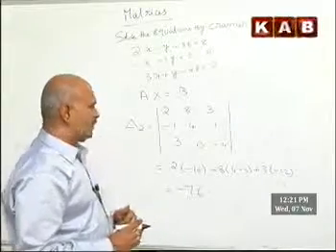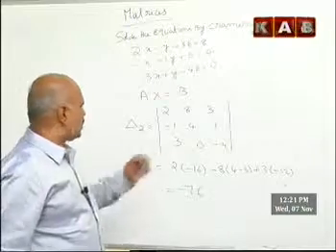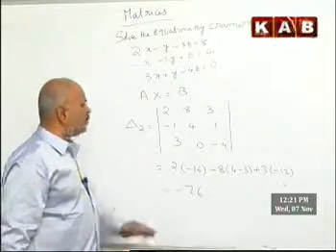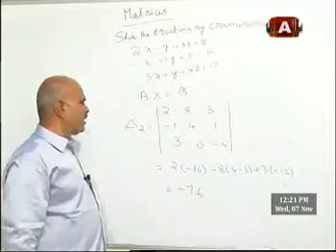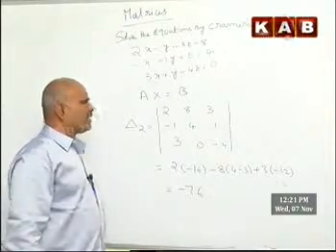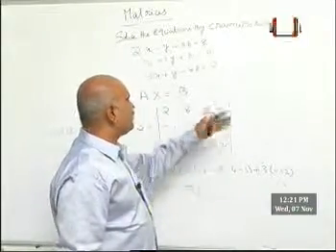Delta 2 will become minus 76, and delta 1 is already minus 76, delta is minus 38. Okay, we got it like this. Now I have to calculate the delta 3. I think delta 3 also simply replace the last column with constants.